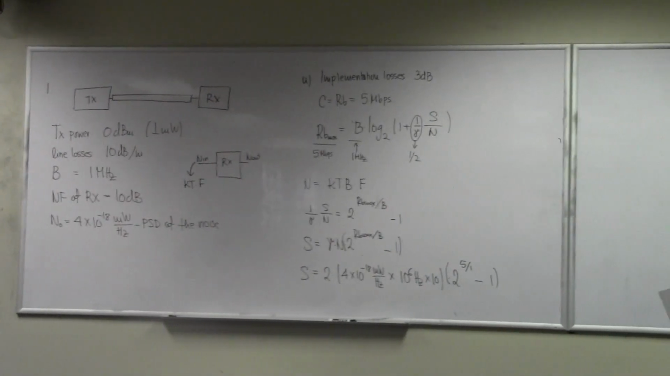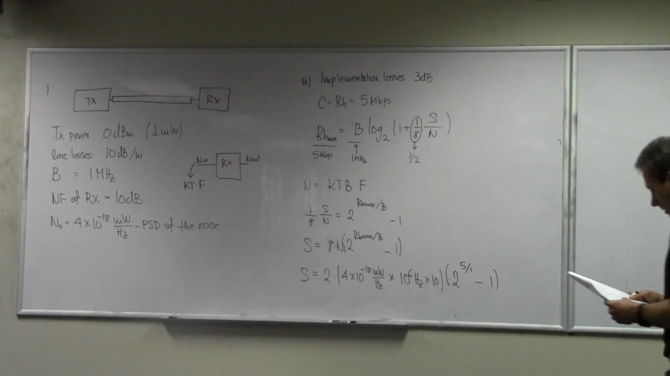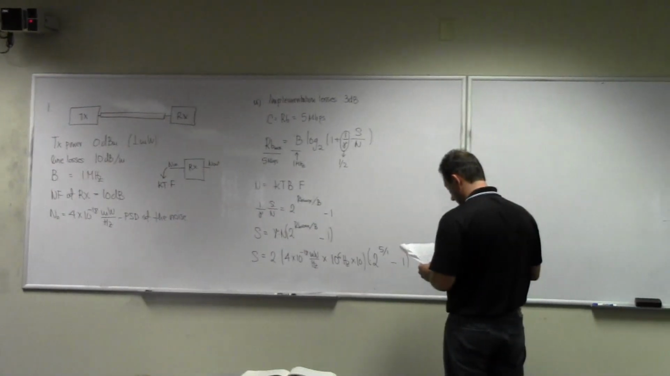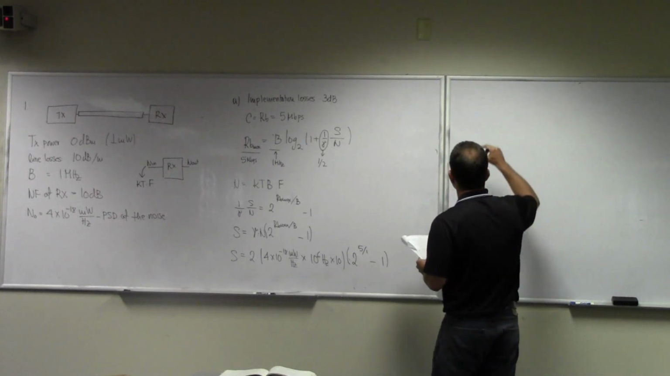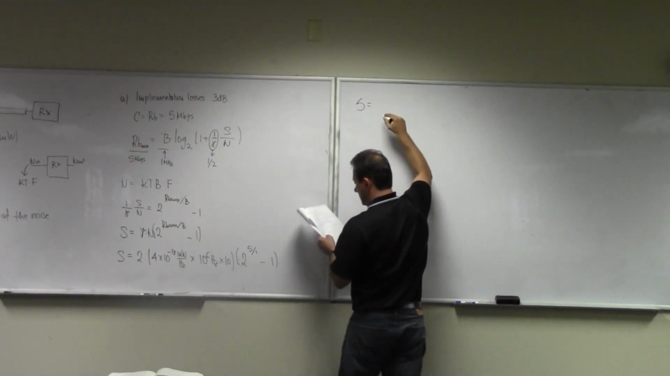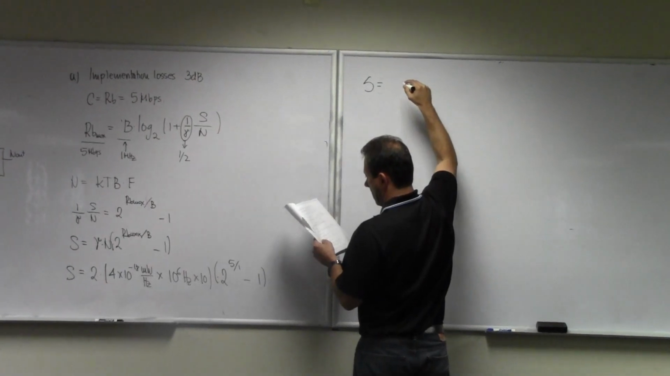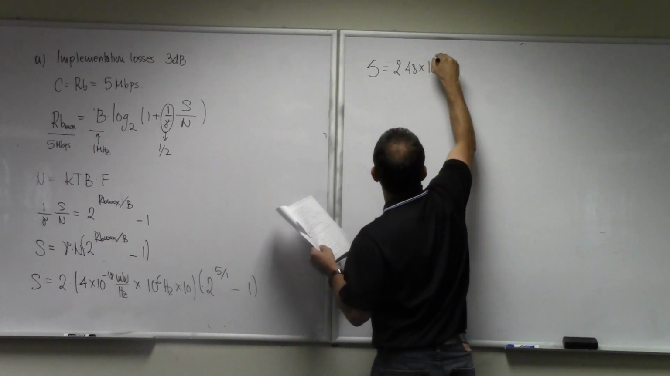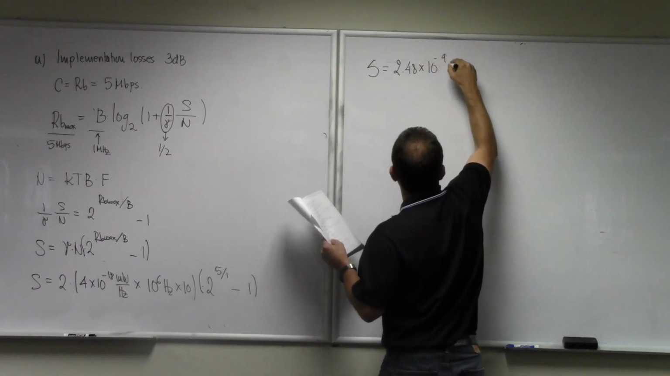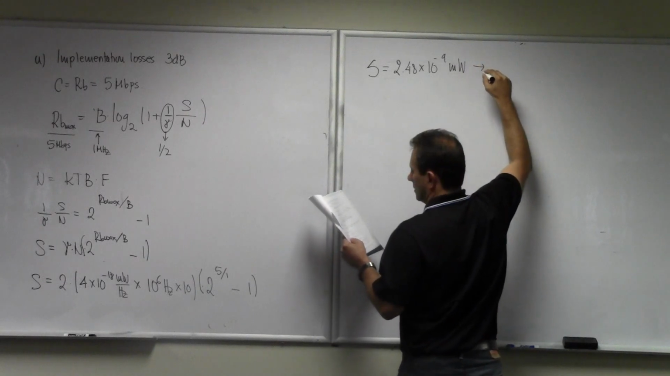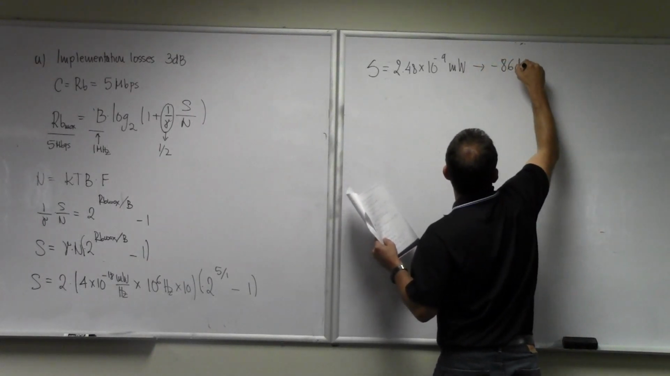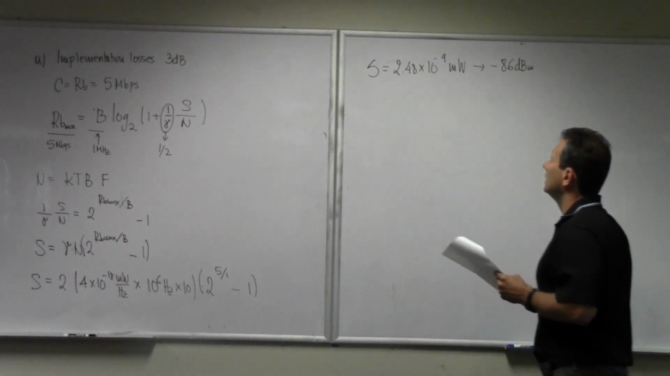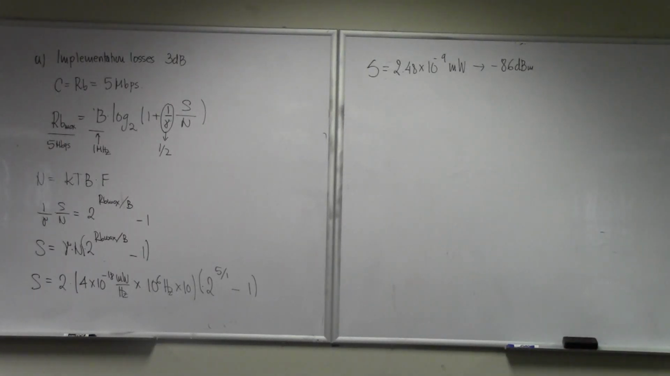When I plugged in the numbers and calculated, I ended up that this S needs to be 248 times 10 to the minus 9 milliwatts, which is minus 86 dBm. So that's the power that I need to receive to be able to still provide this data. Any questions? Are you following all of this so far?